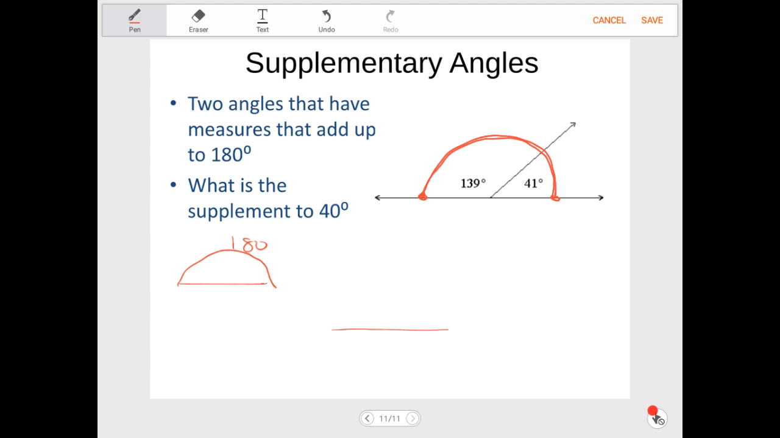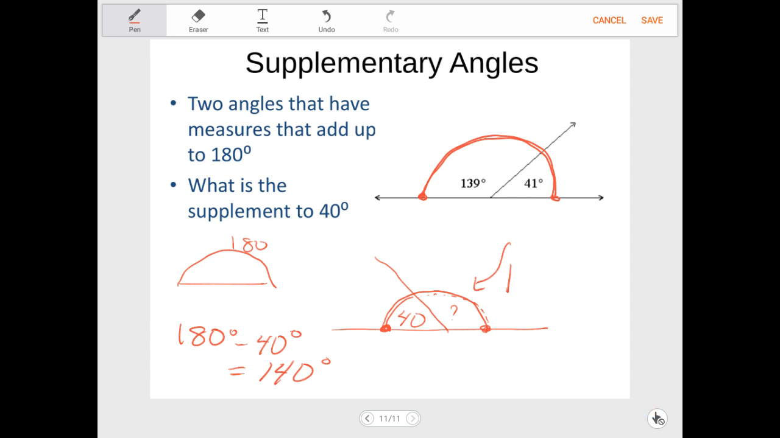So what's going to happen is you're going to get something like this, and they might say to you, this is 40 degrees, and they want to know, what is this part right here? Well, all you have to do is realize you have a straight line as your backbone. You can draw a half circle. A half circle is 180 degrees, so you would simply go 180 degrees minus 40 degrees, and that gives you 140 degrees. That means this angle right here is 140 degrees.